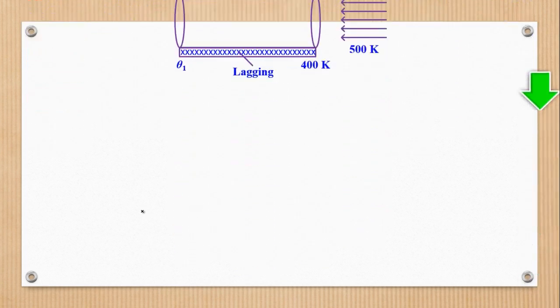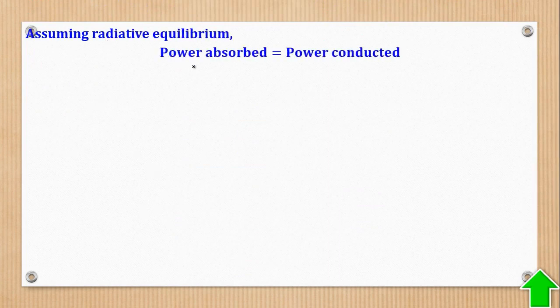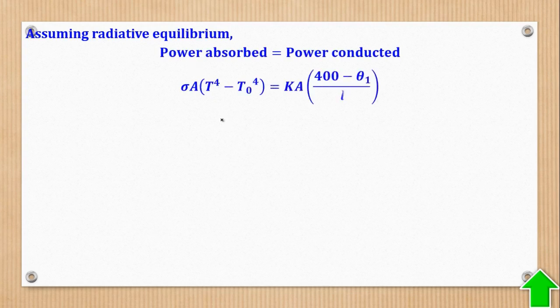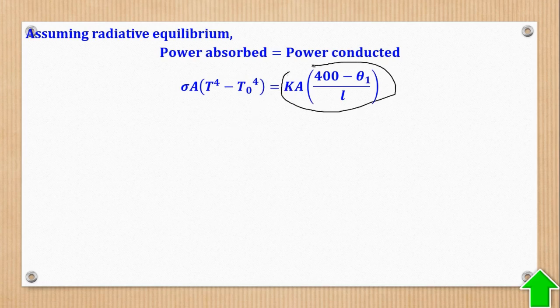So we shall come here and say that assuming radiative equilibrium, power absorbed is equal to power conducted. So power absorbed is equal to this, the net power absorbed, and this is the power conducted through the material. I think you remember this formula under thermal conduction. We saw it in the previous video.